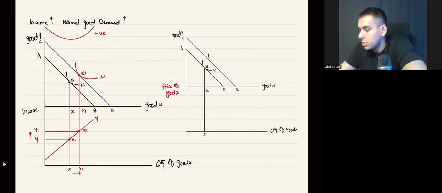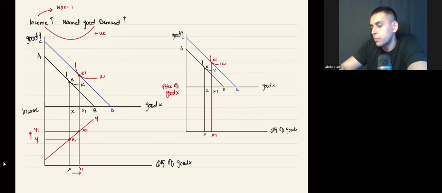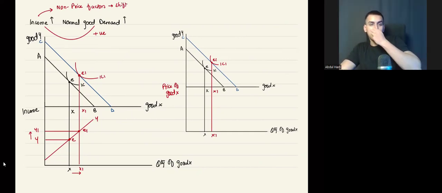Now you will draw this new equilibrium position over here, your new IC1. This is equilibrium E1, and this is supposed to be your new equilibrium quantity, that is X1. Now, if I link it with the demand curve, you should remember that income is one of the non-price factors which bring a shift in the demand curve.